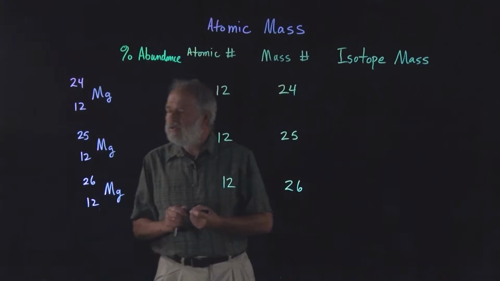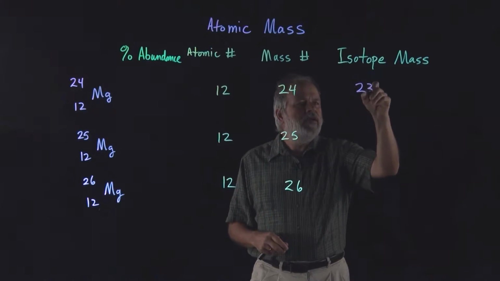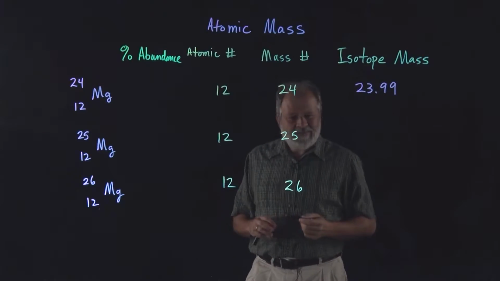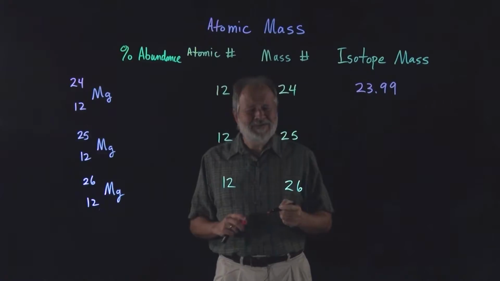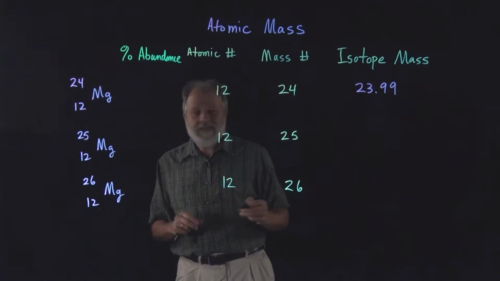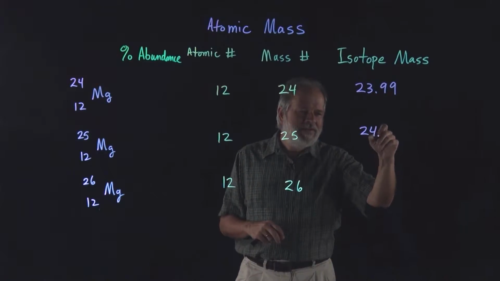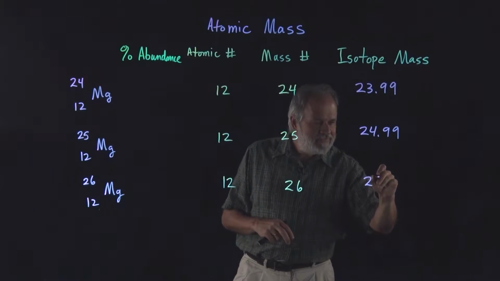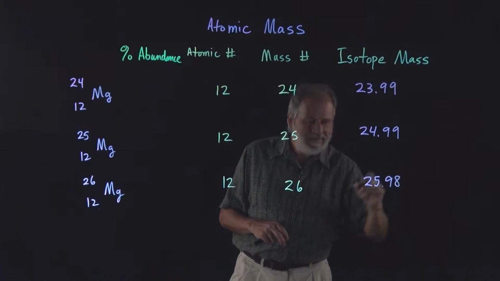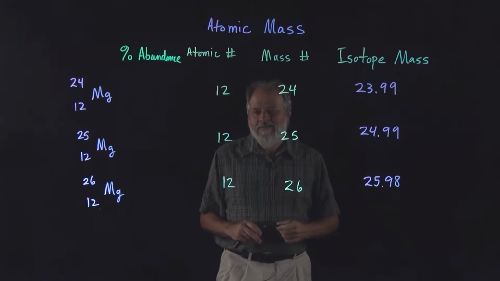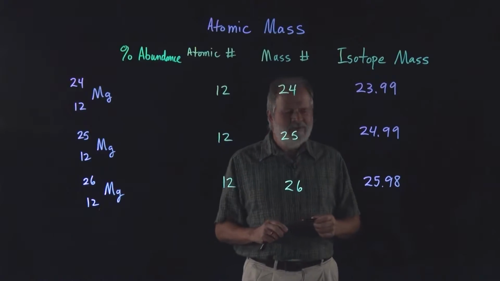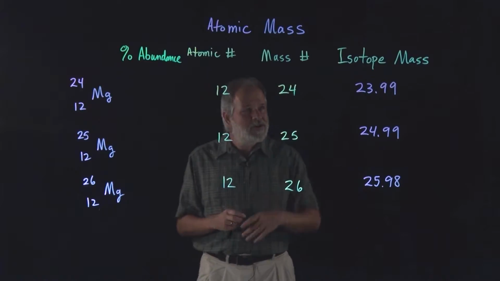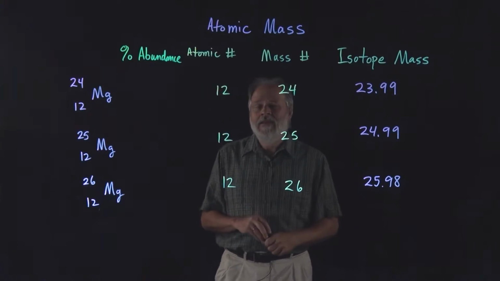All right, so 23.99. It's just like, you know, you see things advertised, it's $23.99. It's really $24, right? So the next one will be 24.99. And the last one, guess what? 25.98. That's the price they put on things when they don't want you to think they're fooling you with $24.99 or something like that. All right, so it's $25.98. You can see how close the isotope mass actually is to the mass number.